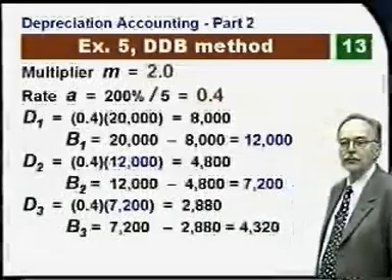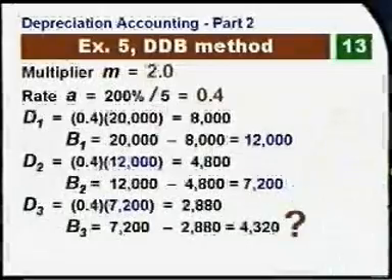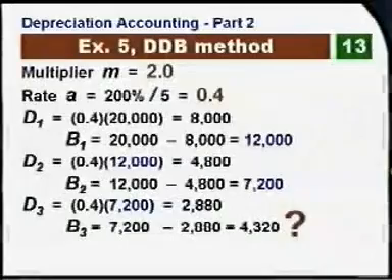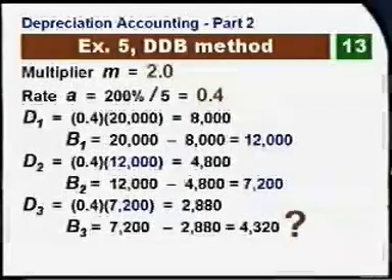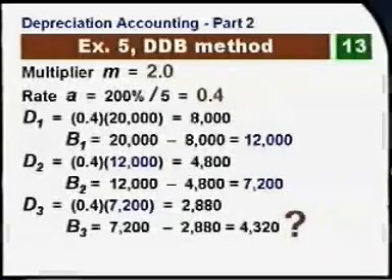But we have to be careful here. We have to be careful not to let the book value drop below the estimated salvage value. And our estimated salvage value in this example is 5,000. So then we have to go back and modify the third year depreciation so as not to have the book value time 3 go below 5,000.